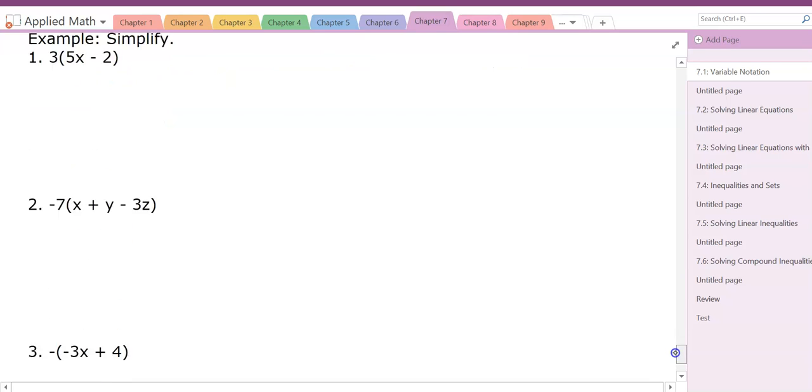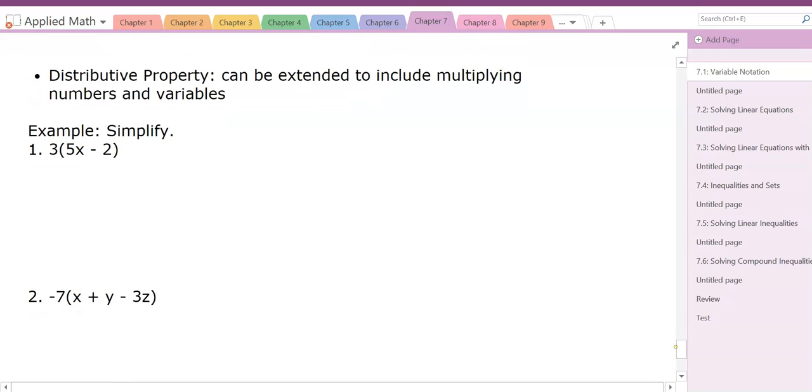Last thing we're going to cover here is the distributive property. Distributive property is when you have a number sitting outside in front and you're multiplying it in. So you're taking 3, and I always draw my arrows so I don't forget to multiply to all the terms. So you take 3 times 5x and 3 times the negative 2. So 3 times 5x is going to be 15x. 3 times the negative 2 is going to be negative 6.